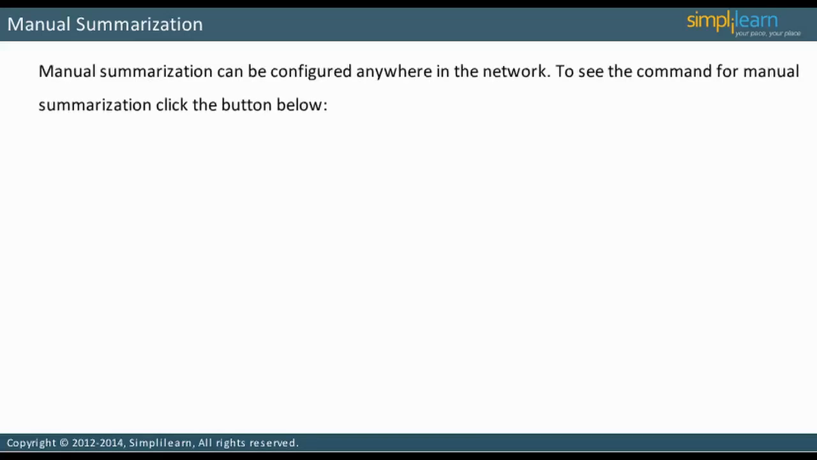Manual summarization can be configured anywhere in the network. This is a feature unique to all the routing protocols that we will study. For example, in OSPF, manual summarization is configured only at area boundaries. Click the Command button to view the command.